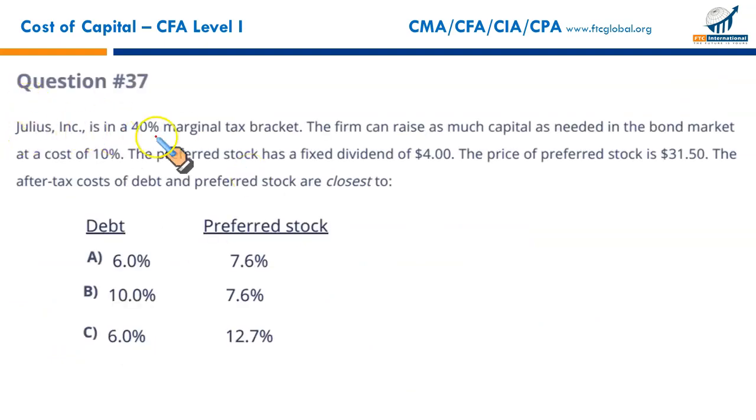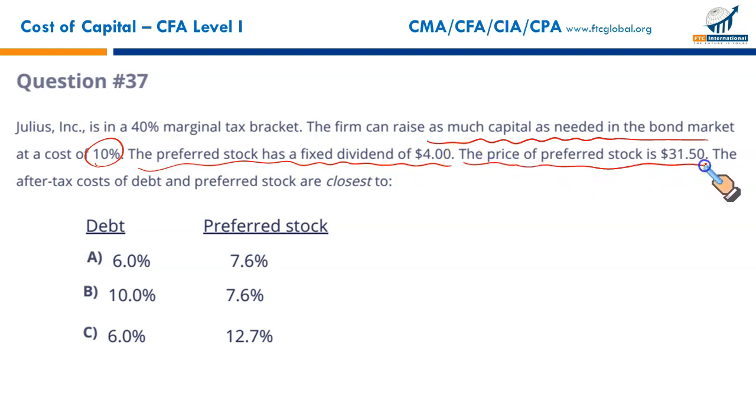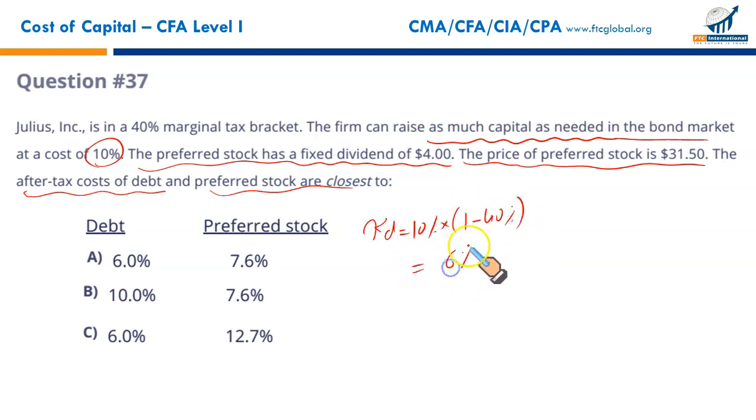Julius Incorporated is in a 40% marginal tax bracket. The firm can raise as much capital as needed in the bond market at a cost of 10%. The preferred stock has a fixed dividend of $4. The price for preferred stock is 31.5. Very simple question. The after-tax cost of debt is the rate times 1 minus tax rate, that's 40%. It will be straight away 6%, which is either C or A.